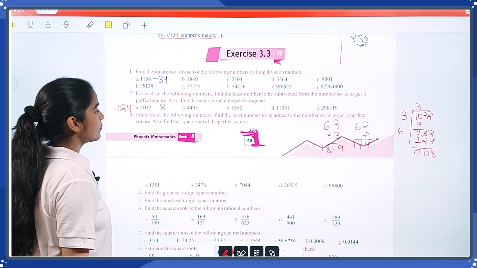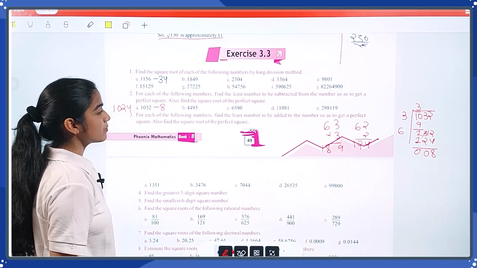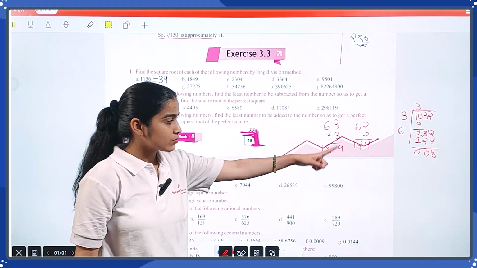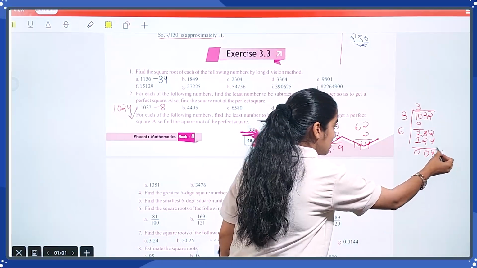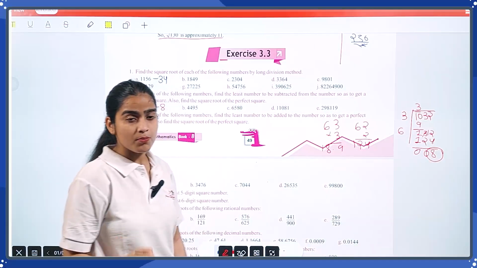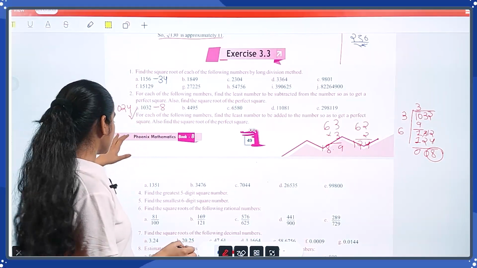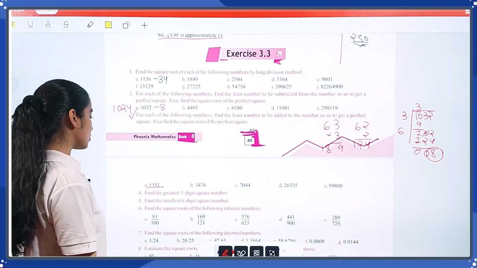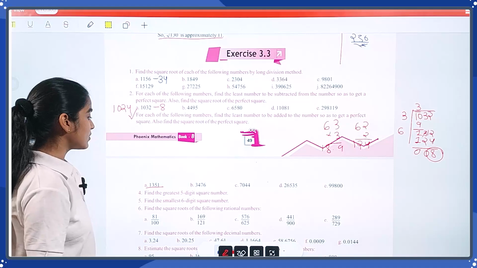Then for each of the following numbers, find the least number to be added. The same procedure you have to apply here. First you take the long division method, then you find your remainder, then you add the remainder to the number, and then apply the long division method again to find your square root. Now find the greatest 5-digit square number.